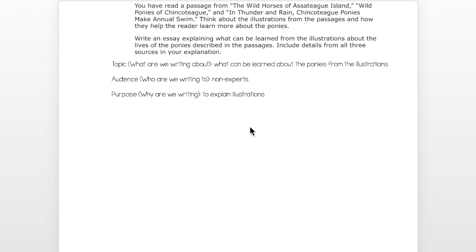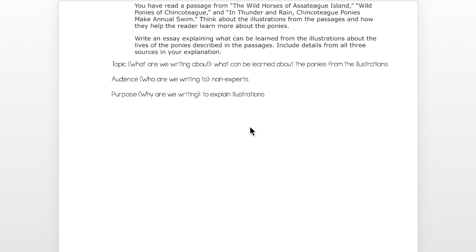Let's review our topic, audience, and purpose. If you have not yet tapped out your prompt, head over to Mr. Freeman's lesson 9. Topic: we are writing about what can be learned about the ponies from the illustrations. So that's really the focus of our essay. Who we are writing to, our audience. We are writing to non-experts. So we have become experts through our close reading of these 3 texts on these wild ponies.